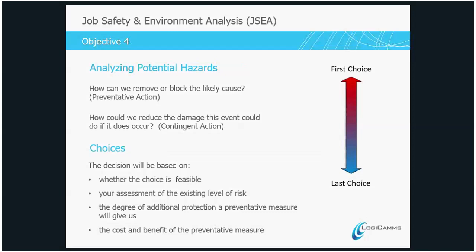The choice of controls will be based on whether the choice is feasible, and your assessment of the existing level of risk. If the risk level is extreme or high, then obviously your control is going to be a lot more stringent, a lot more dynamic, and you'll be putting in a lot more effort. Also the degree of additional protection or prevention measures it will give us, and the cost and benefit of the preventative measures. So these will be the factors determining the choice of your controls.